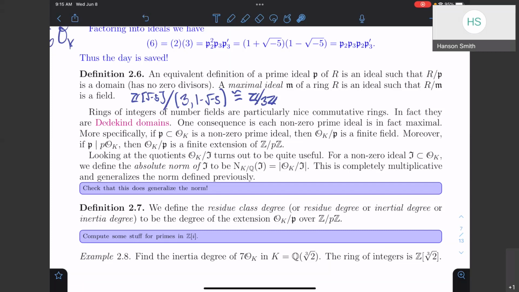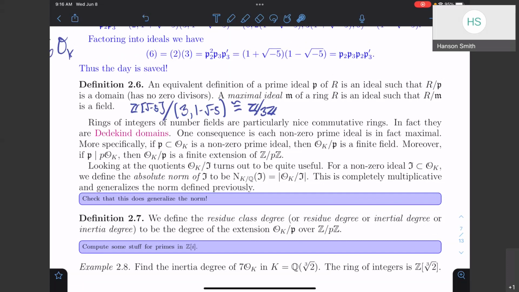The way we do that is we take our ring of integers and we mod out by our ideal, and then we look at the size of the thing we got. It turns out we're going to get some finite ring. If the ideal is prime, it's automatically maximal because we're in a Dedekind domain, so we're actually going to get a finite field. And so we can look at how big that thing is. This is also completely multiplicative, so the norm of a product of ideals is the product of their norms. That's really great.